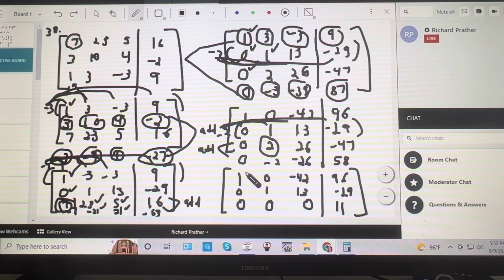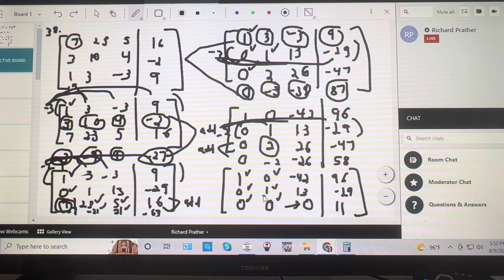So normally at this point you would be 6 steps down, 3 to go, and you would try to make this a 1 next. And after that's a 1, then you'd get these two to be zeros, and then you would be done at that point, and there would be 1x equals whatever ended up here. It wouldn't stay at 96, but it would change. And then 1y would equal this number, and then 1z would equal that number.